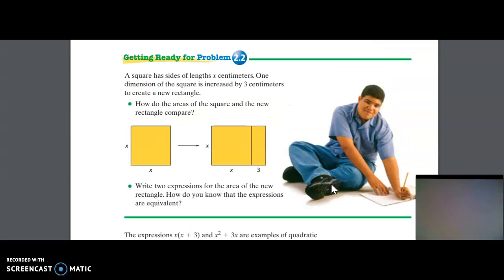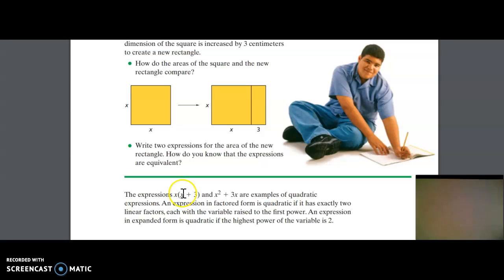This is your introduction to problem 2.2. So it's asking you in this problem to convert the factored form into what's called the expanded form. Now, the factored form is when you have these parentheses. The expanded then is without the parenthesis. And the technique or model we want you to use is the generic rectangle.